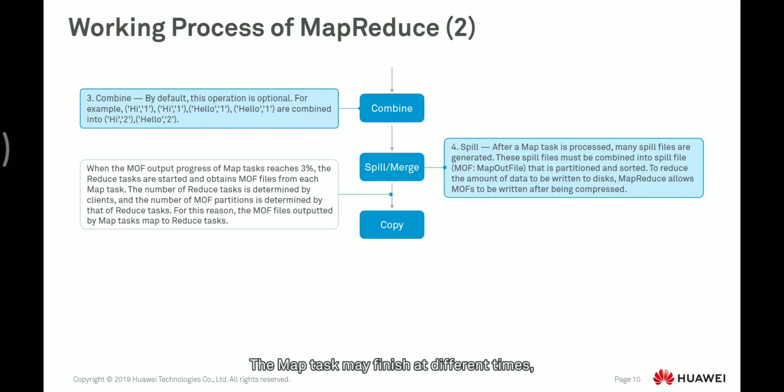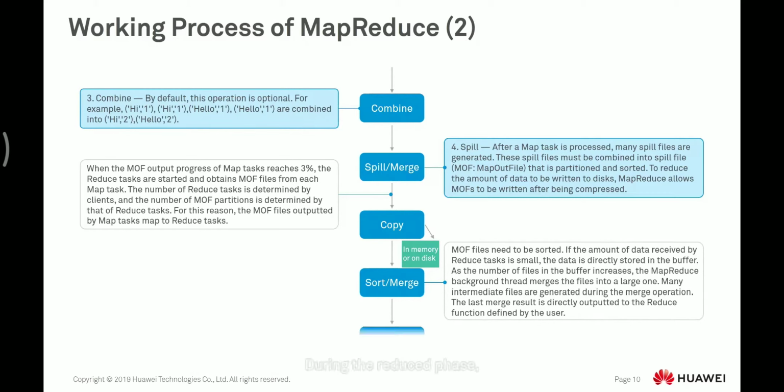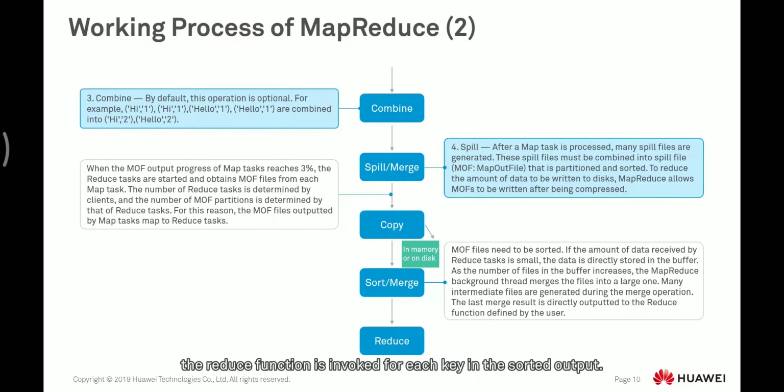The map tasks may finish at different times, so the reduce task starts copying their outputs as soon as each completes. Then, reduce tasks sort and merge multiple map output files into one. During the reduce phase, the reduce function is invoked for each key in the sorted output. The output of this phase is written directly to the output file system, typically HDFS.